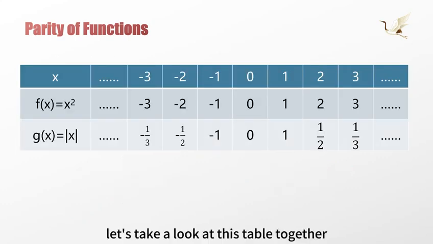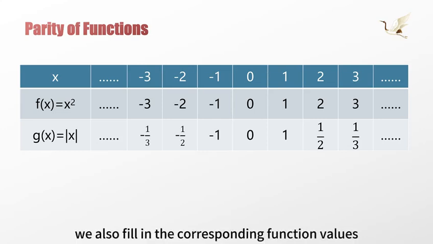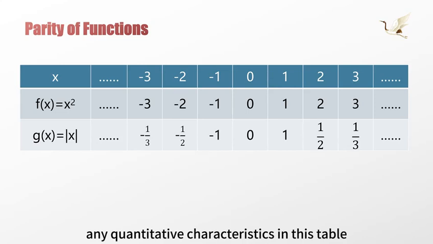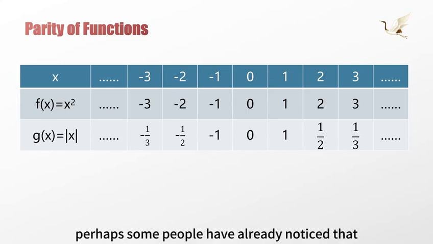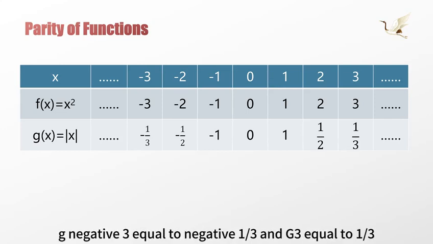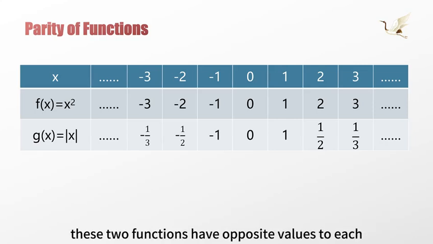Let's take a look at this table together. We also fill in the corresponding function values in the table. Can you observe any quantitative characteristics in this table? Perhaps some people have already noticed that this time we will look at the function g(x) equal to 1 over x: g(-3) equals -1/3, and g(3) equals 1/3. These two function values are opposite to each other.